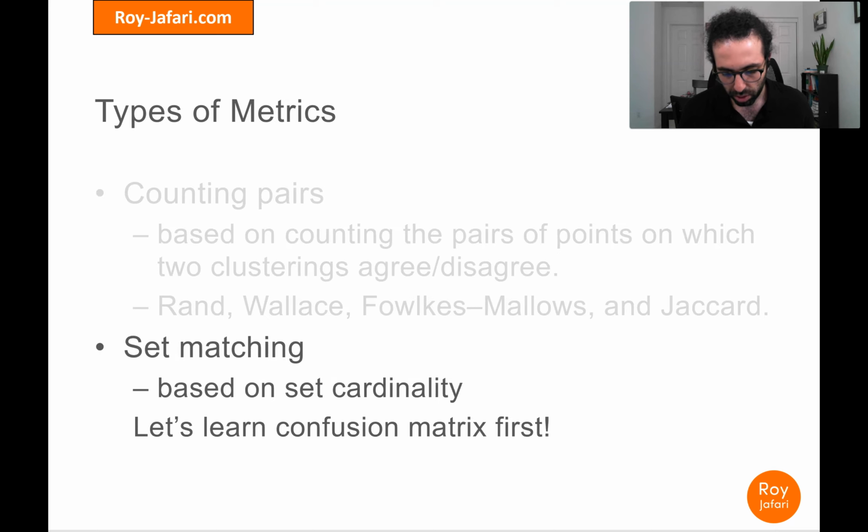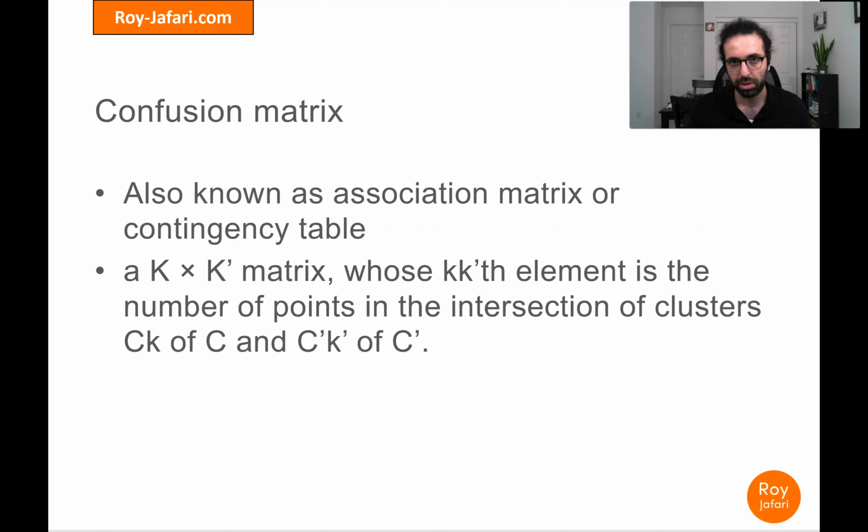So next we are going to move to the second type of metrics that we talked about. Like we said, it's going to be based on set cardinality, and we can understand cardinality in a confusion matrix in the best possible way. So let's look at the confusion matrix. I believe if you've watched my video, we've talked about the confusion matrix, but let's do it one more time here.